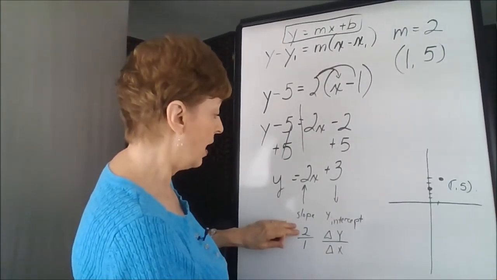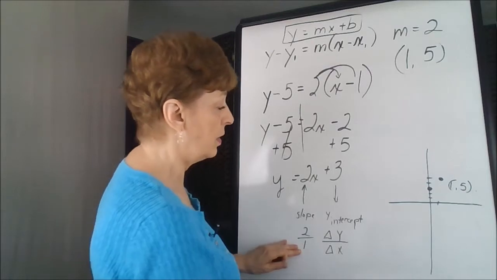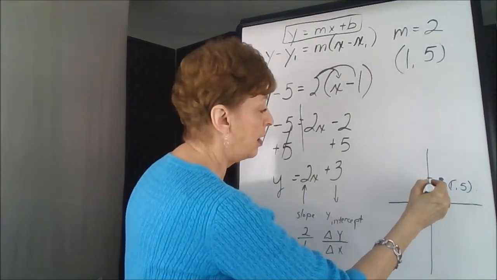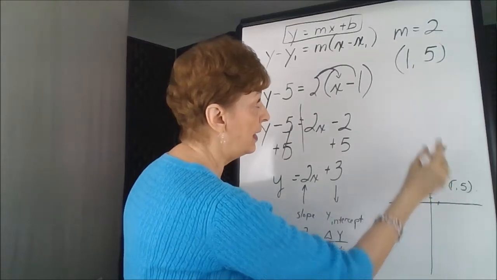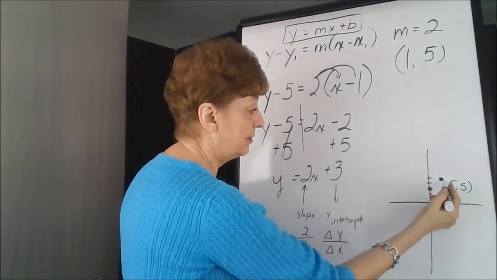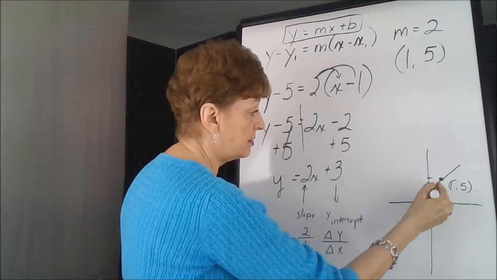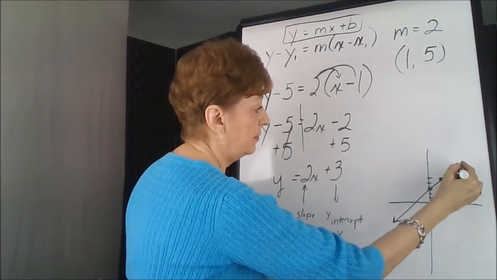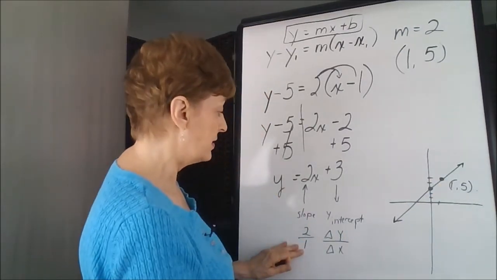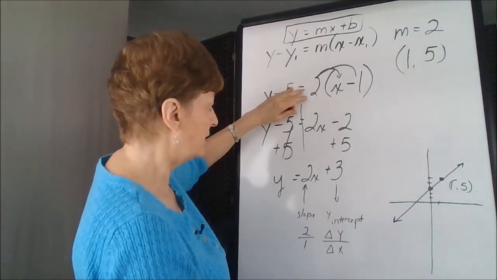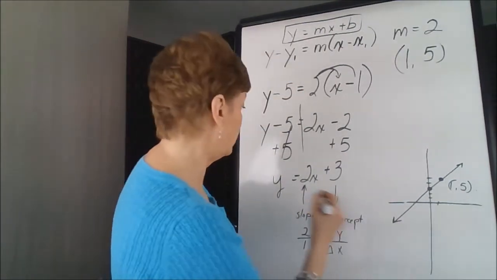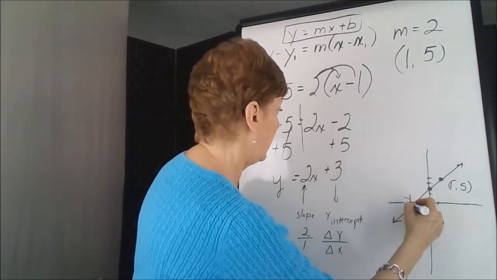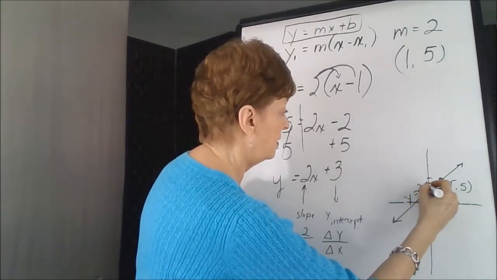So we're going to go up 2 and to the right 1 from our point. We're going to go up 2 and over 1. Well, we've already hit our point that is on the graph. So our line goes this way. Let's check this out. Is that a positive slope? We've got the 2 is a positive number. So now all we have to do is mark our equation. Y equals 2x plus 3.